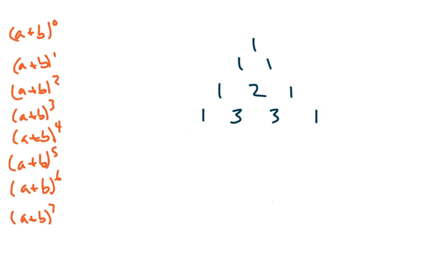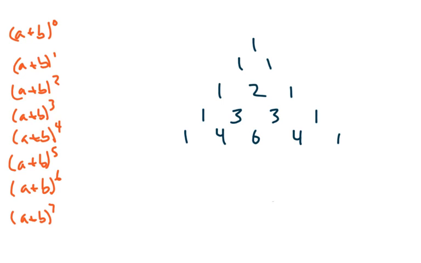(a + b)^4. We did this one also: 1, 4, 6, 4, 1. Now, Pascal's triangle is what we get when we use this and establish the pattern. What do you notice about this triangle?